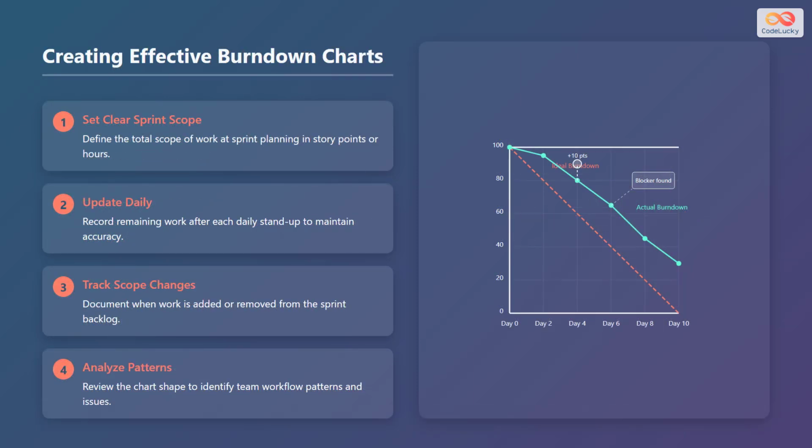Here are the steps to create effective burndown charts. Set clear sprint scope. Define the total scope of work at sprint planning, using story points or hours to establish a baseline for tracking progress. Update daily. Record the remaining work after each daily stand-up meeting to maintain accuracy and to identify any potential roadblocks. Track scope changes. Document clearly whenever work is added to or removed from the sprint backlog, as these changes can impact the trajectory of the burndown. Analyze patterns. Regularly review the shape of the burndown chart to identify team workflow patterns, potential issues, and opportunities for improvement.